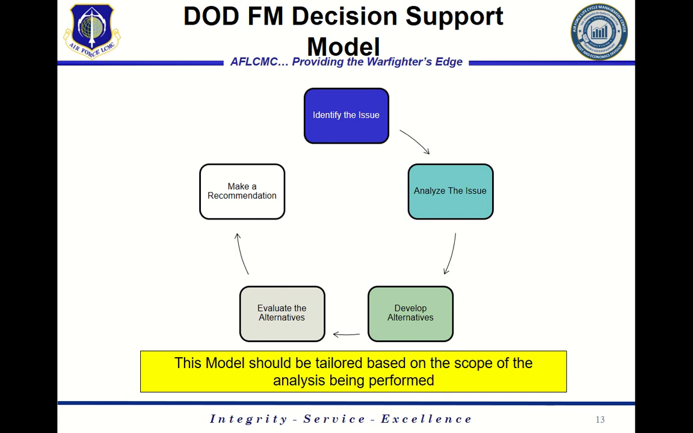Everything's tailorable, right? We hear that constantly, that tailor. So this is just kind of a guideline to help you understand how you should think through this decision support. It facilitates critical thinking about the decision support you're trying to provide in order for you to provide the best decision support you can.